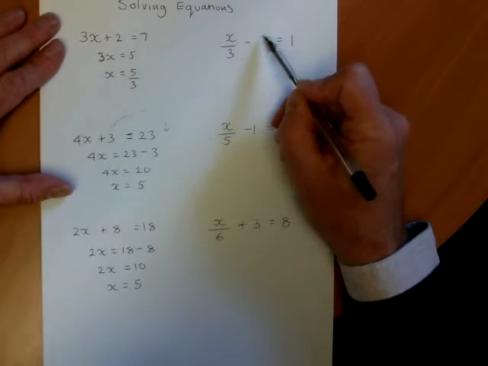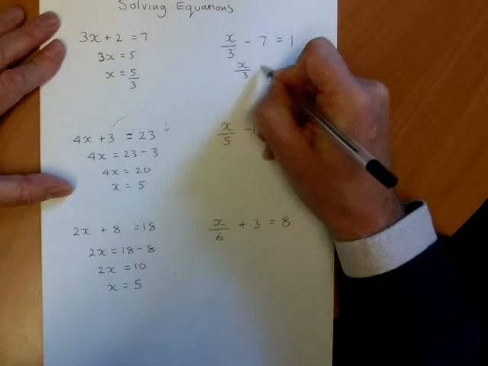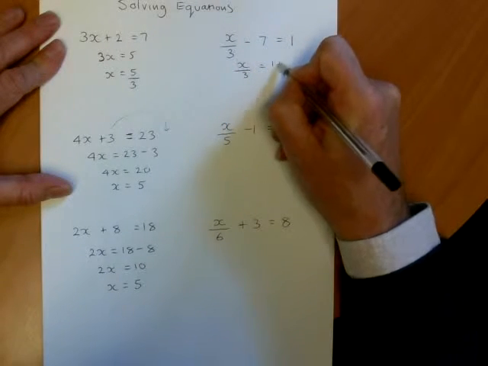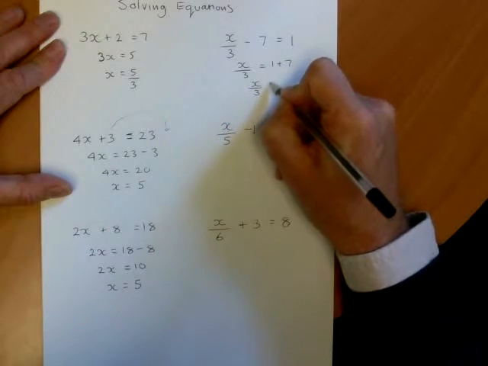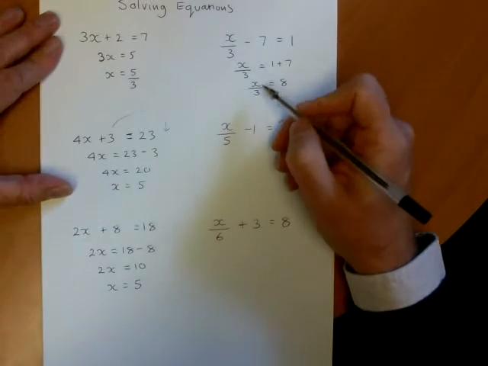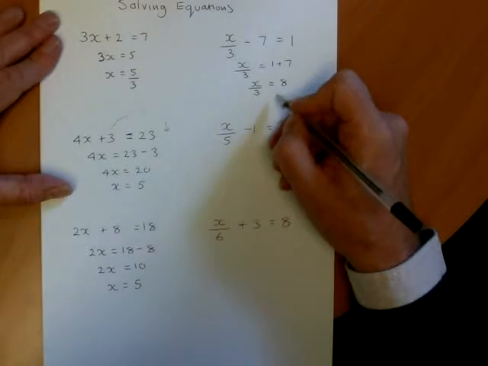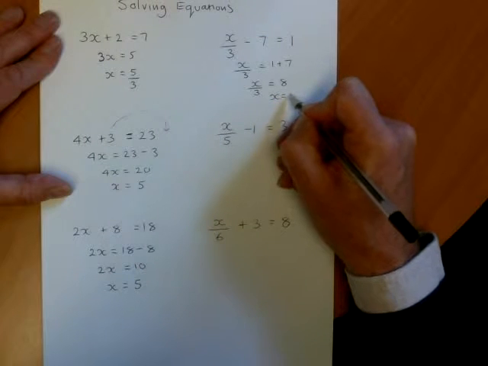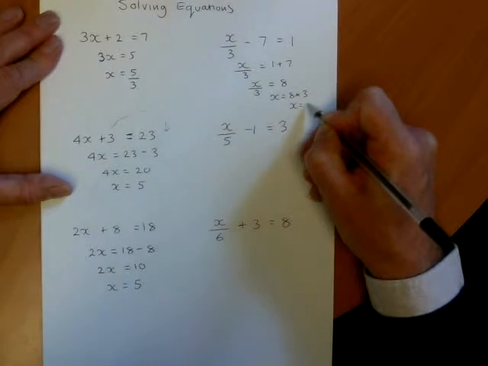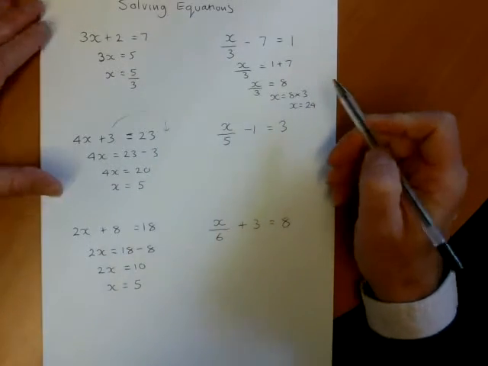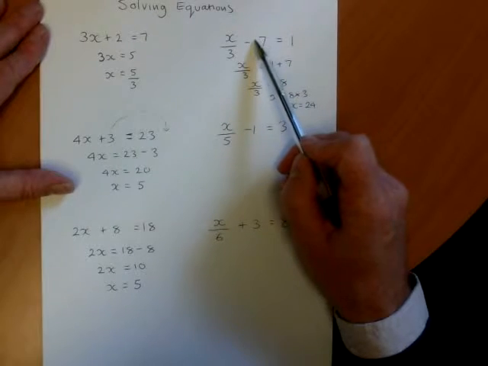So we start off by moving our number to the other side. So we have x divided by 3 equals 1 plus 7. So x divided by 3 equals 8. So if it's divided by 3 equals 8, if it wasn't divided by 3, the 8 would have to be 3 times larger. x equals 8 times 3. So x equals 24.